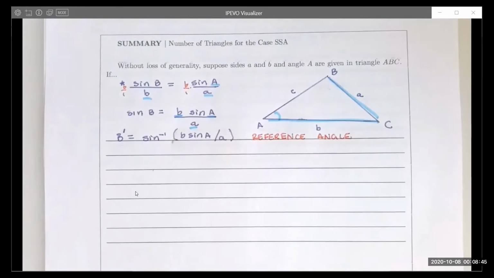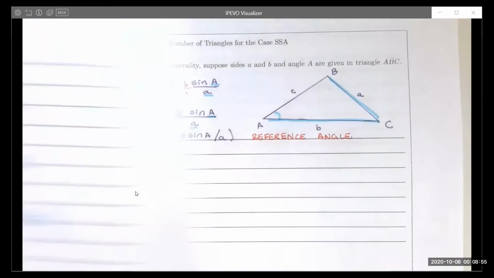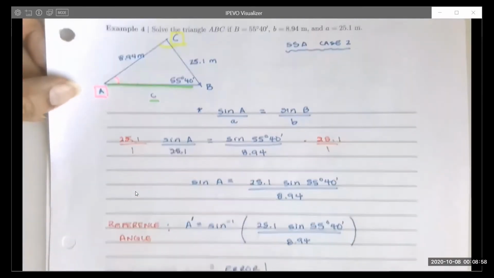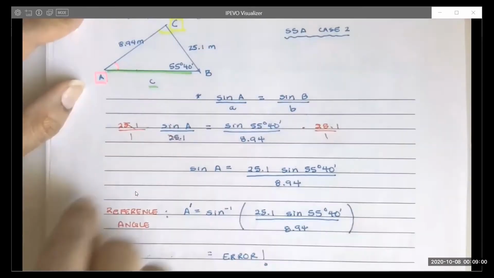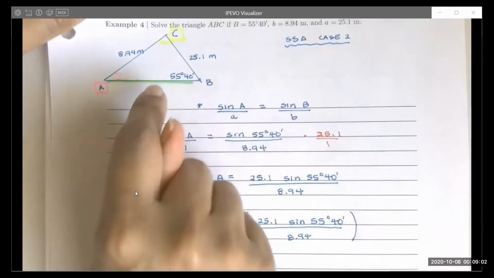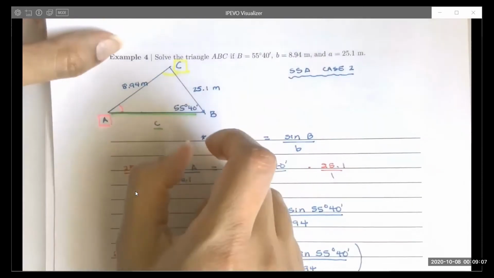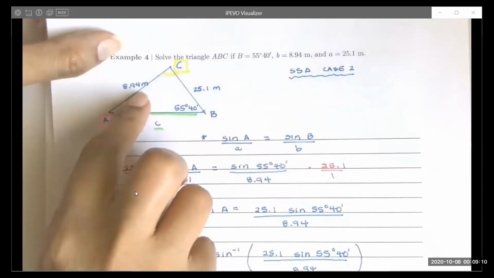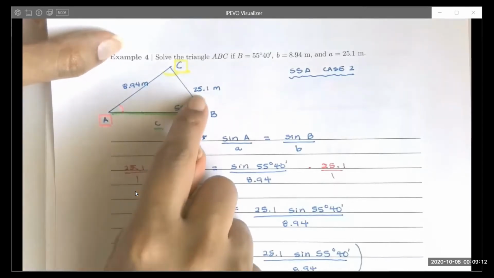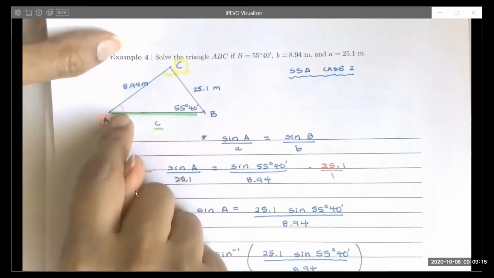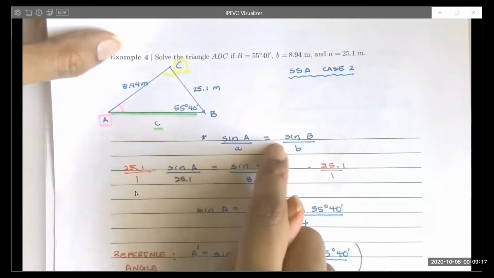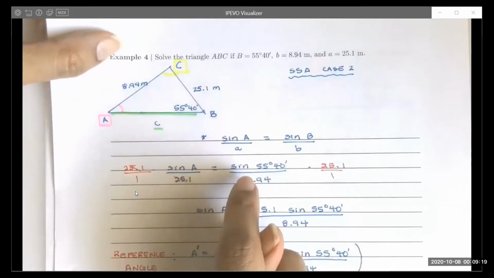Then there's something that can happen here. We can actually get an error on the calculator. If you go back to example number 4 on page 5, that is what happened with this example. In this case, we were still under a side-side-angle, and we had angle B with side B. We had side A, and we were trying to find angle A. So we used the law of sines, and we replaced the given information.